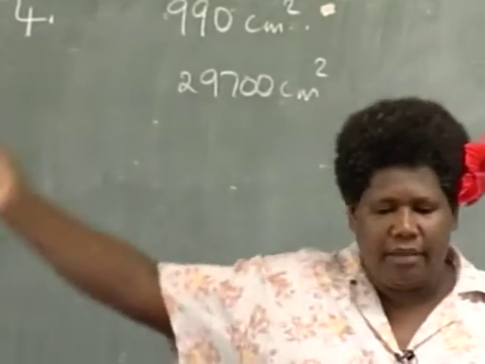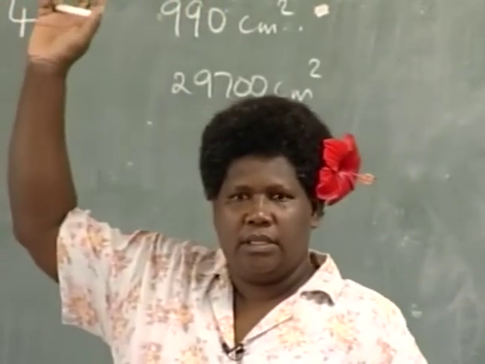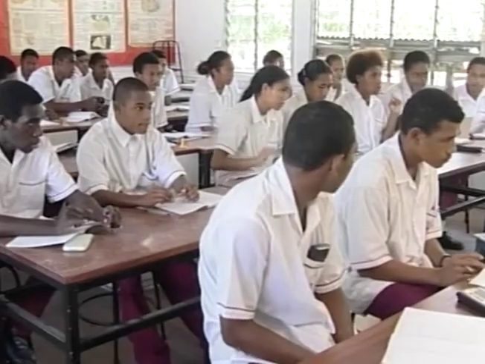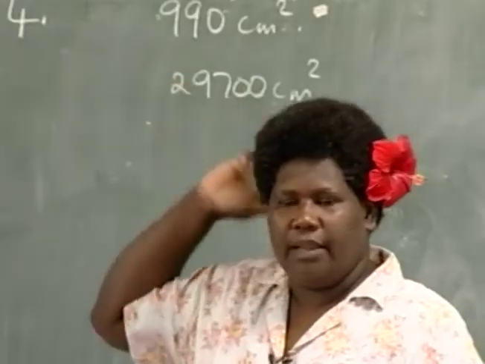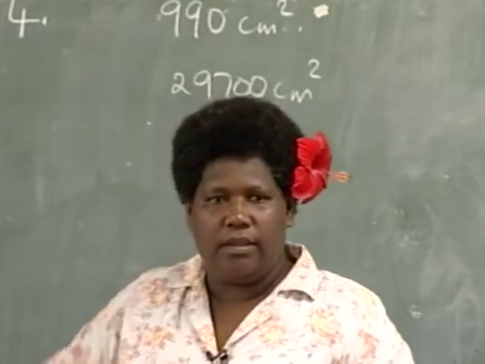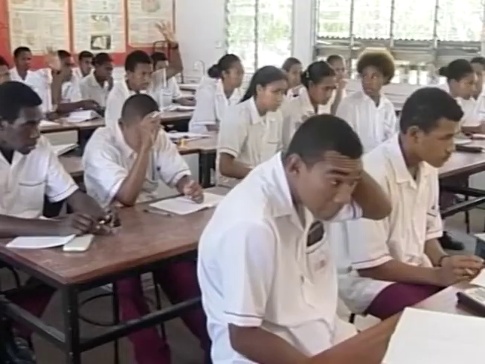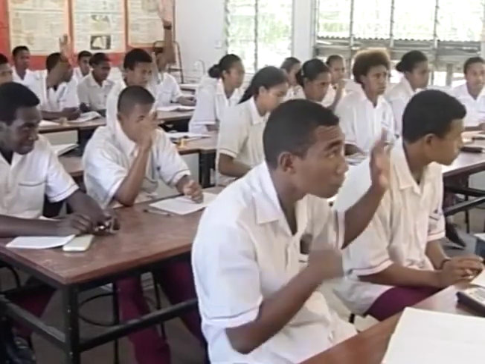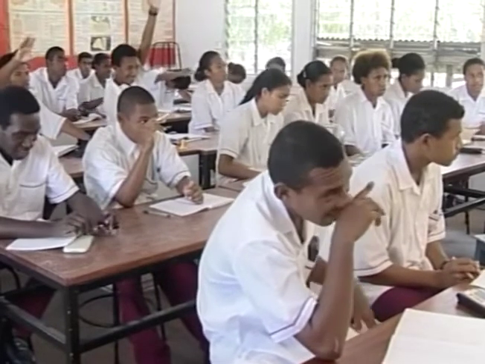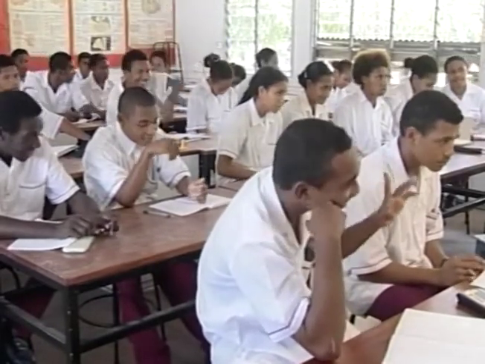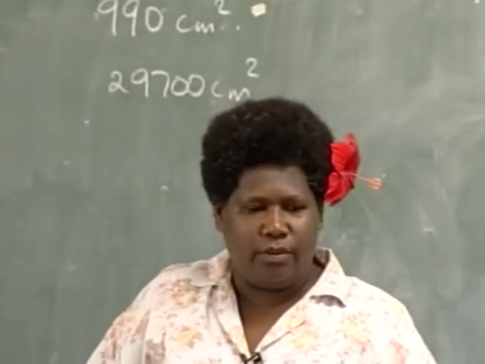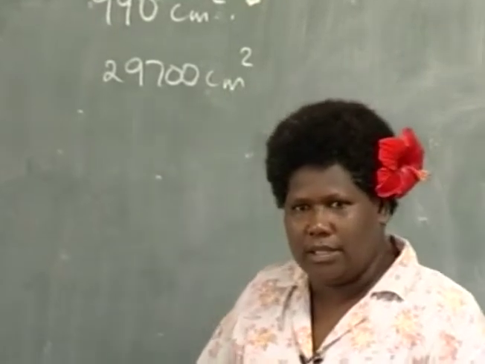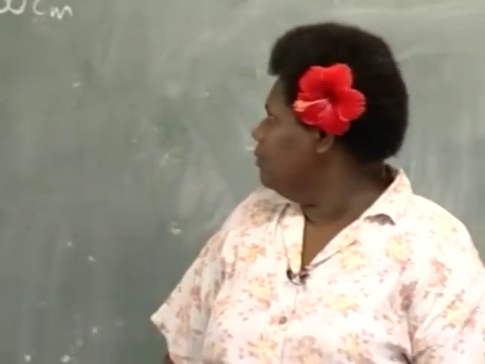All right, how many people have 990 square centimeters? Put your hands up. 1, 2, 3, 4, 5, 6, 7, 8, 9, 10, 11. How many people have 29,700? Put your hand up as if you are really happy that you've got that answer. Okay. See, sometimes the reason why you get things wrong is because you're not very confident with yourself. You are scared to make mistakes. That's how you learn. Okay, we'll see what the answer is.